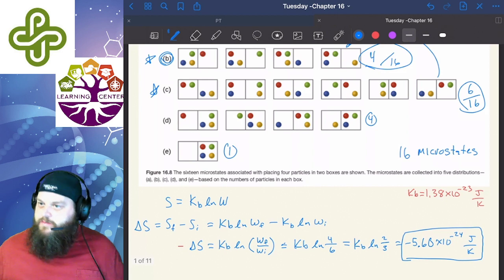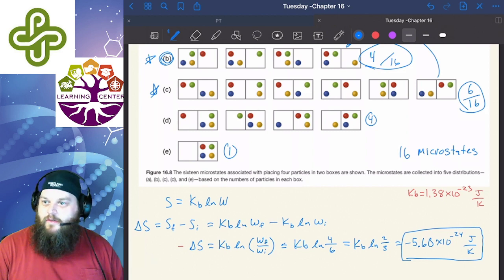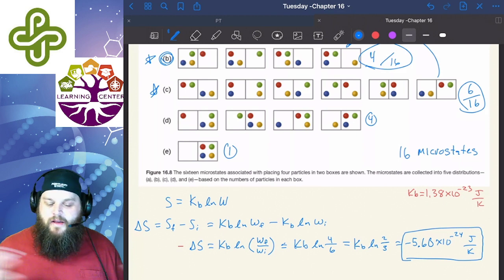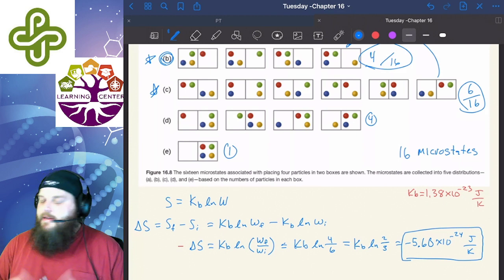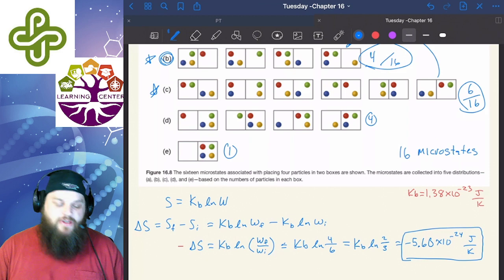If it was more spread out, it had more chaos involved with it, essentially more microstates possible, then it would be a higher entropy, and we'd expect a positive change in entropy.